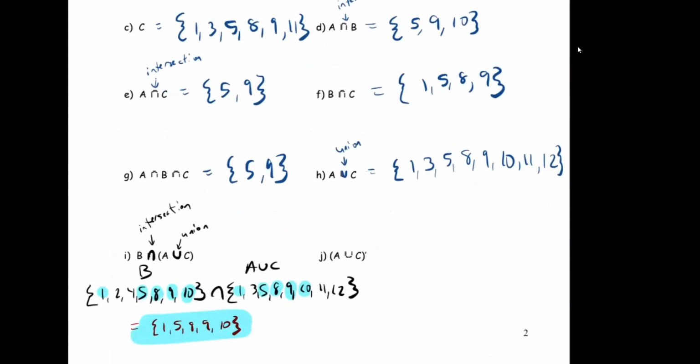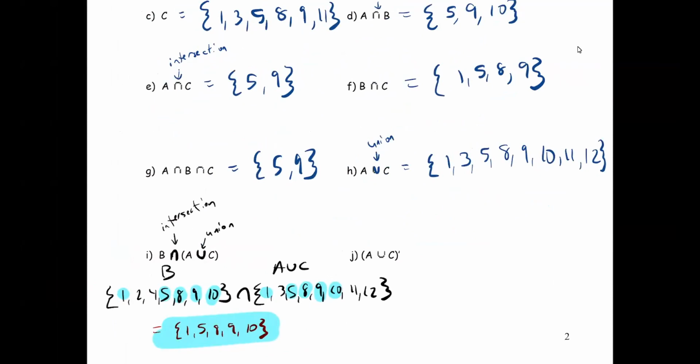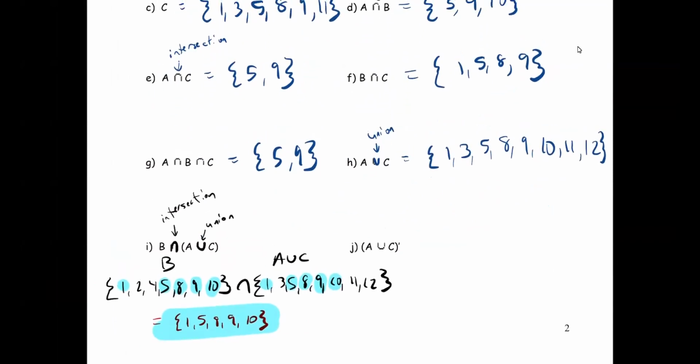And now we got one final problem to go here. Okay, can I read that real quick? Hold on. Yeah, go for it. 9, 10, 12, and the answer is 1, 5, 8, 9, and 10. Okay.